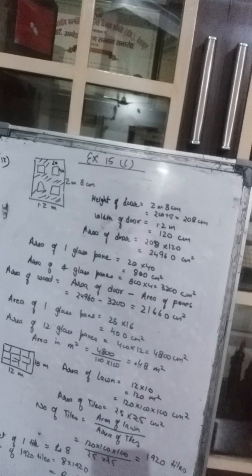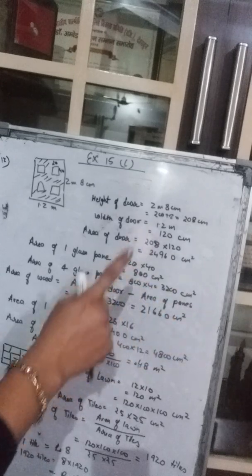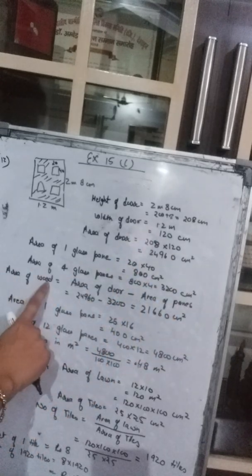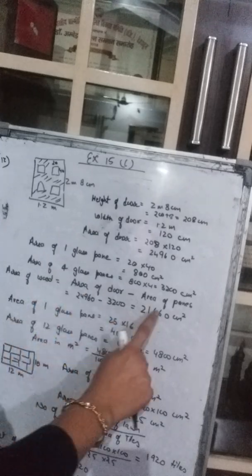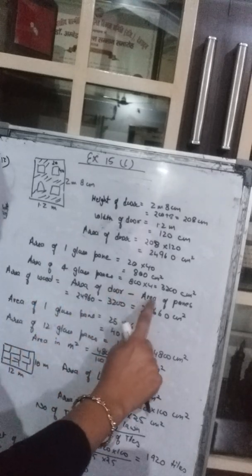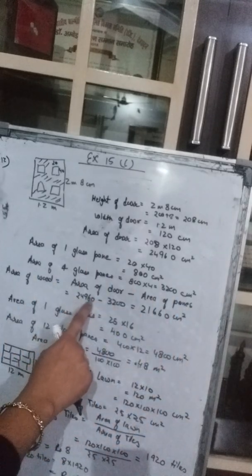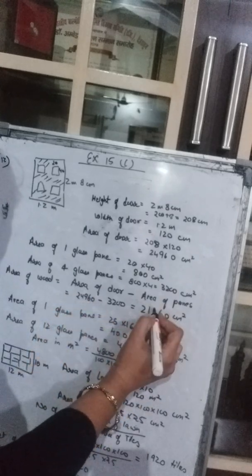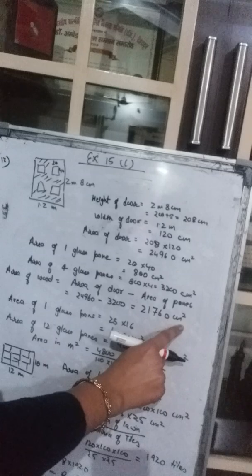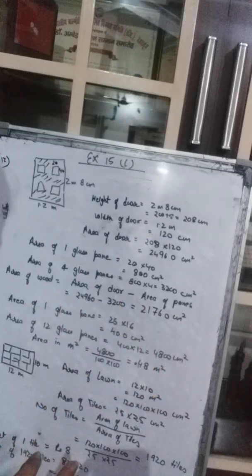Now we have found out the area of the door also and area of the glass panes also. Now we can do the subtraction. So area of the wood, the remaining wood, will be how much? This will be area of the door minus area of the panes. Okay, so when we do 24960 minus 3200, sorry, this is 21760 centimeter square. So this will be the area of the wood. Is that clear? Now we come to the 13th question.